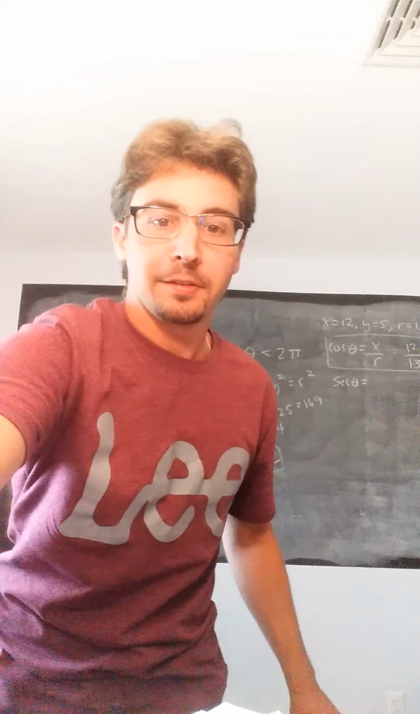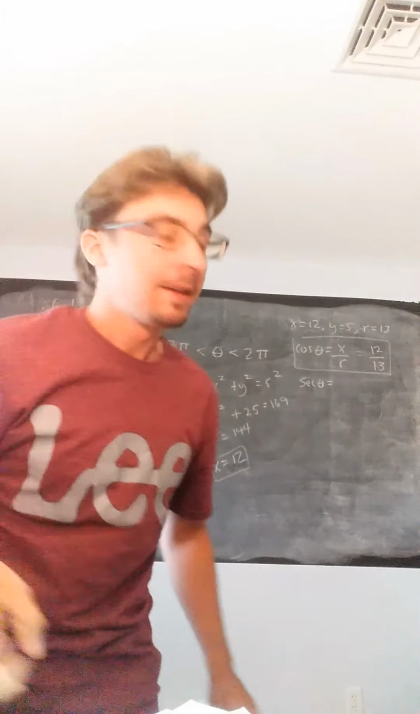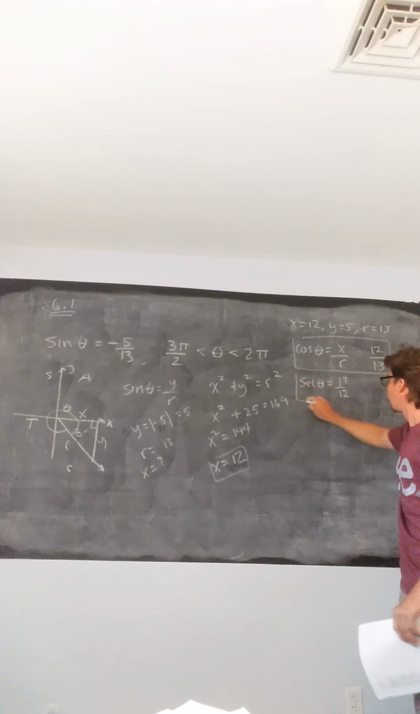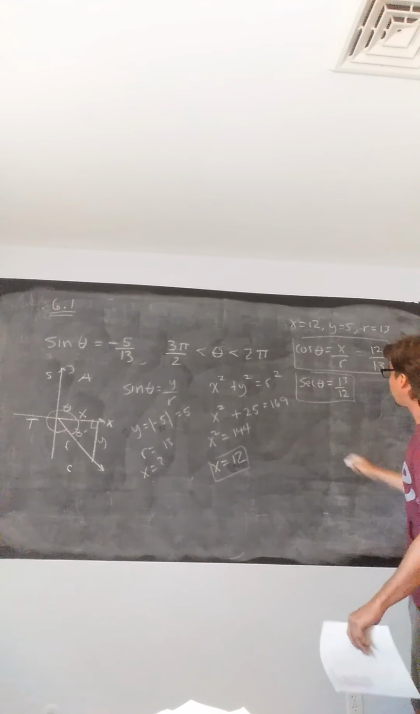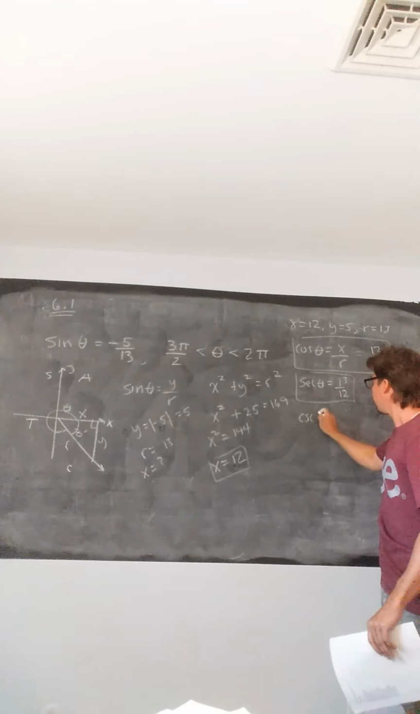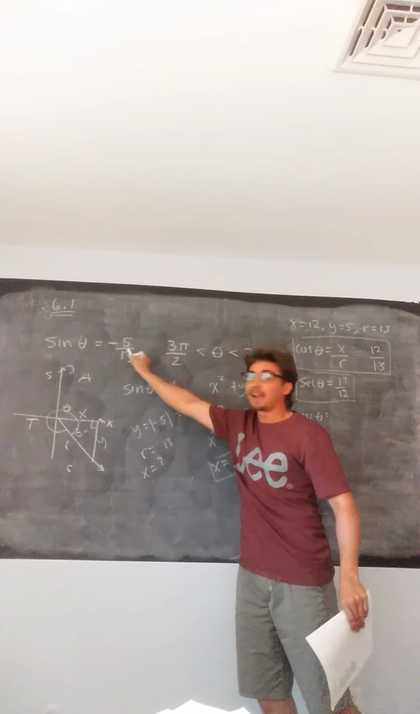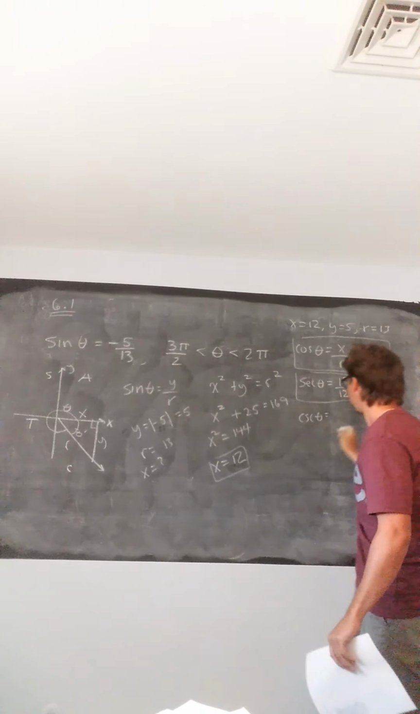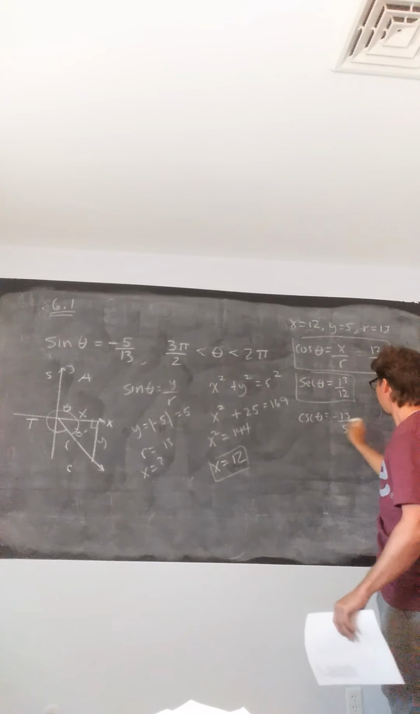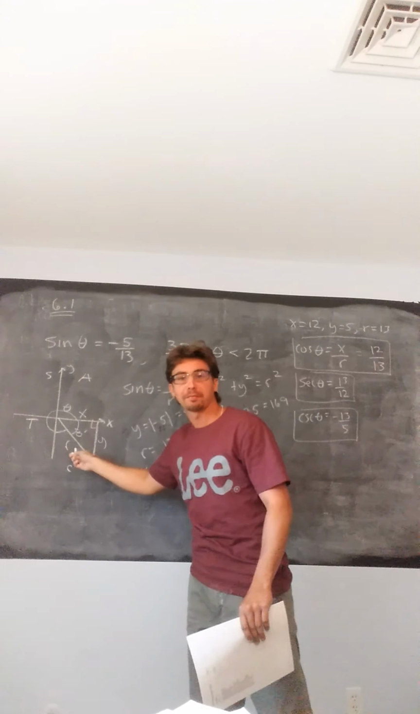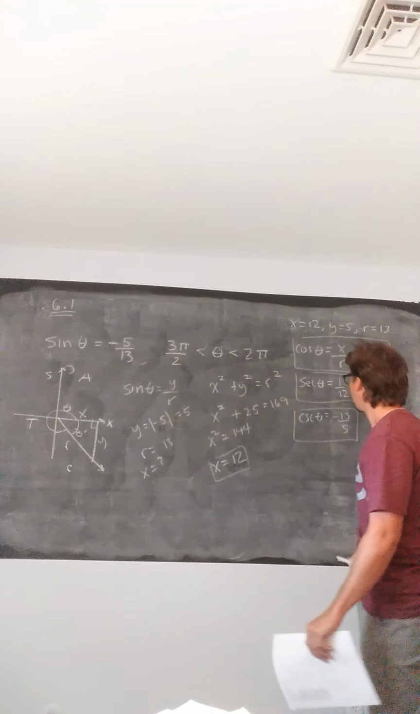Let's see if I can turn this. There we go. So secant is going to be 13 over 12. No work required. How about, let's find cosecant. Cosecant is the reciprocal of sine. So if sine is negative 5/13, this has to be negative 13/5. Again, cosecant is definitely negative down in quadrant 4.